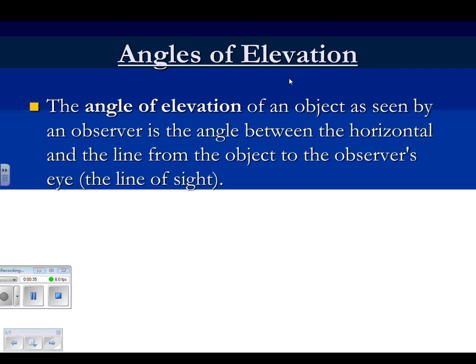Firstly, you have to know the angle of elevation. The angle of elevation of an object as seen by an observer is the angle between the horizontal and the line from the object to the observer's eye, which is called the line of sight.